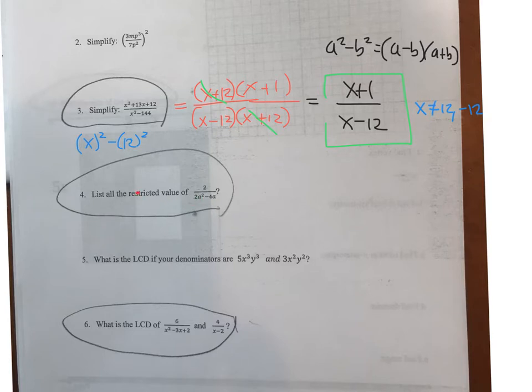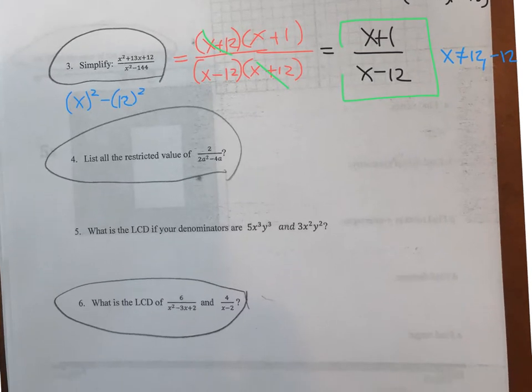So seeing as how the teacher talks about restrictions here, I'm going to assume we might need to mention those restrictions over there. Over here, we got 2 over blah, blah, blah. Well, what are the restrictions? When they say list the restricted value, what they mean is set the denominator equal to 0 and find out what value of a would cause the denominator to be 0. So we're literally just working with the denominator right now.